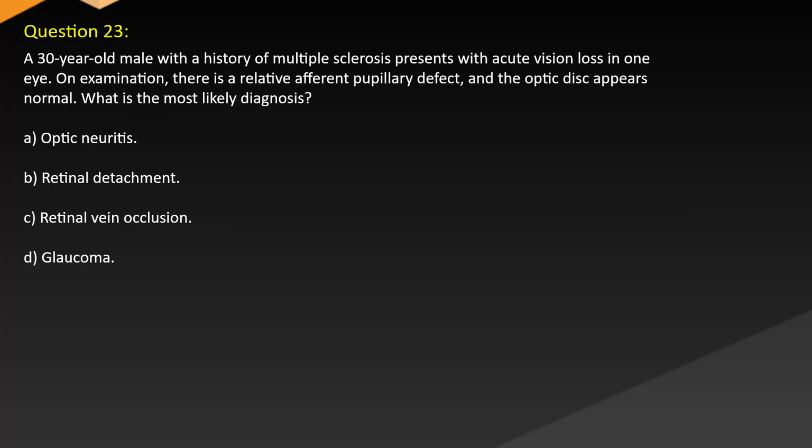Question 23. A 30-year-old male with a history of multiple sclerosis presents with acute vision loss in one eye. On examination, there is a relative afferent pupillary defect and the optic disc appears normal. What is the most likely diagnosis? A. Optic neuritis. B. Retinal detachment. C. Retinal vein occlusion. D. Glaucoma.